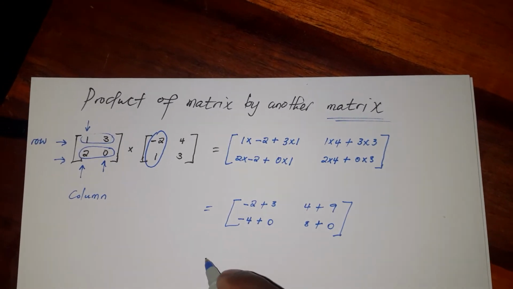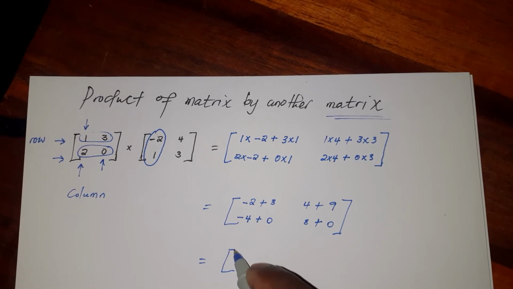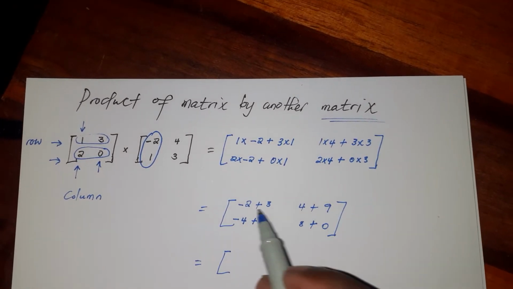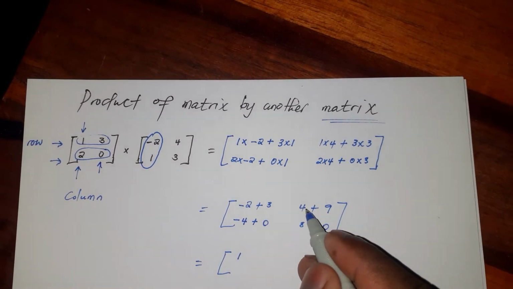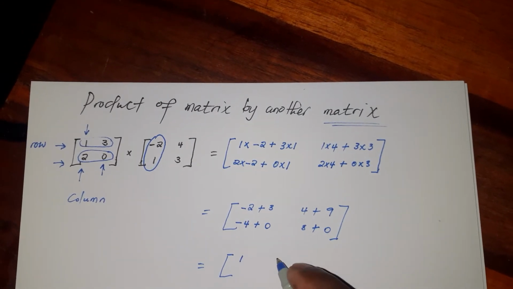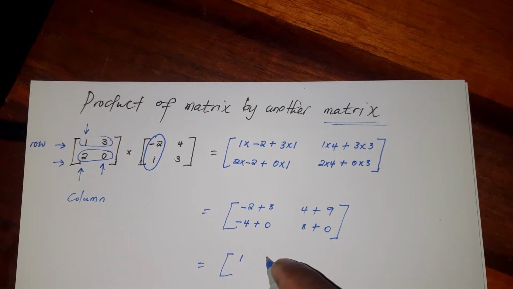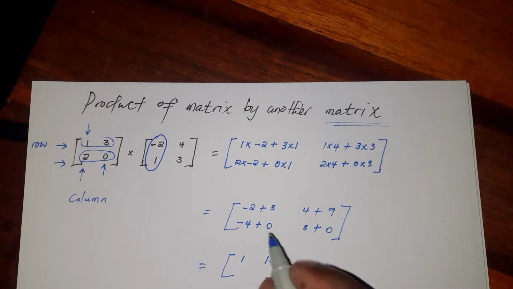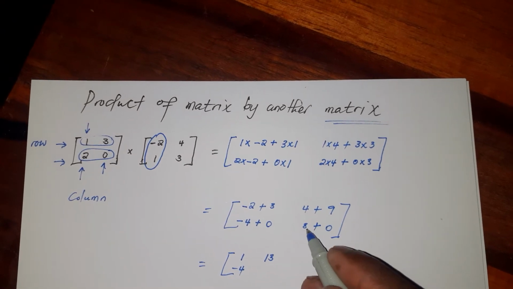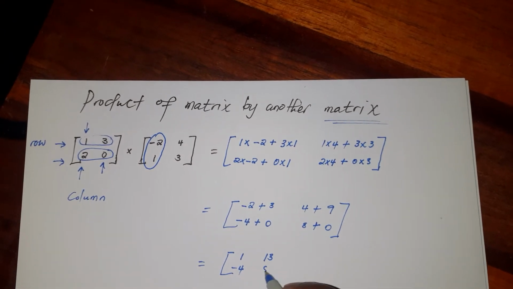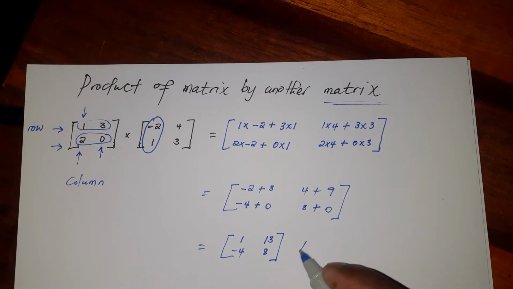We can also simplify that. -2 plus 3 is +1. 4 plus 9, we get 13. -4 plus 0 is -4. 8 plus 0 is 8. This is the answer.